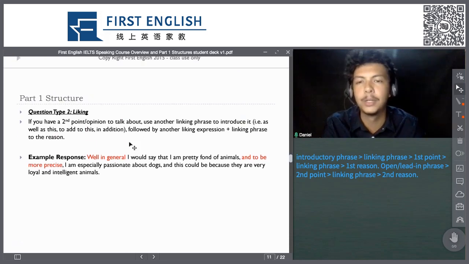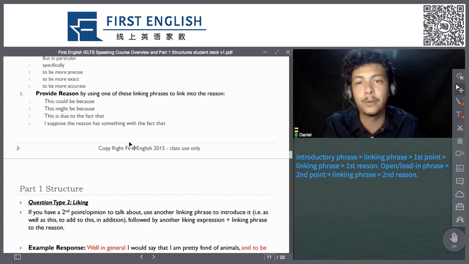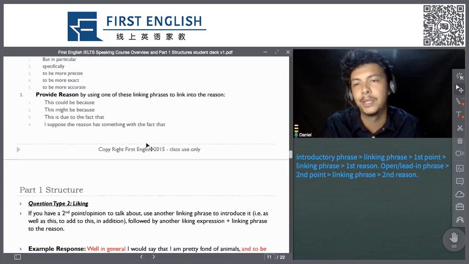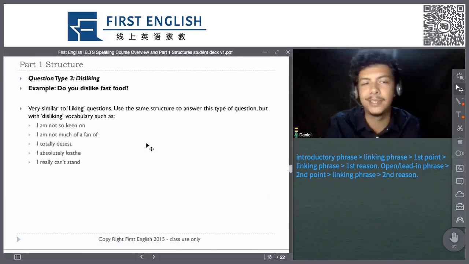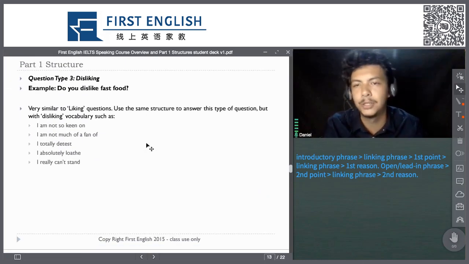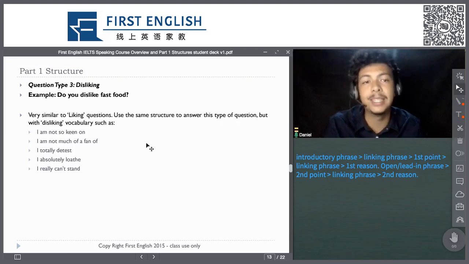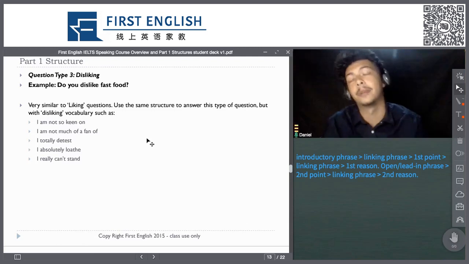So hopefully that makes sense and gives you a good idea on how to answer liking style questions. Probably one of the more simple question types to expect in part one of the exam, but still a question type that you need to prepare for in terms of familiarizing yourself with the appropriate structure in composing your answer. So moving on to question type 3 here, disliking, just on the other side of the coin as to liking questions. An example of this would be, do you dislike fast foods, or do you dislike any animals? Something along those lines.